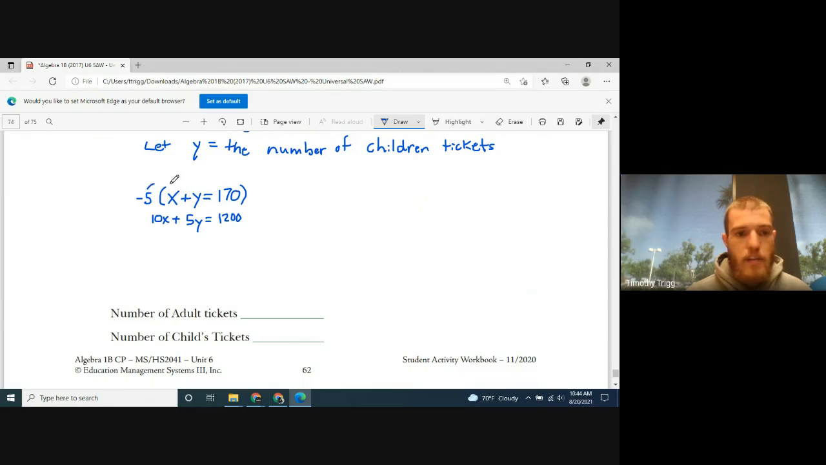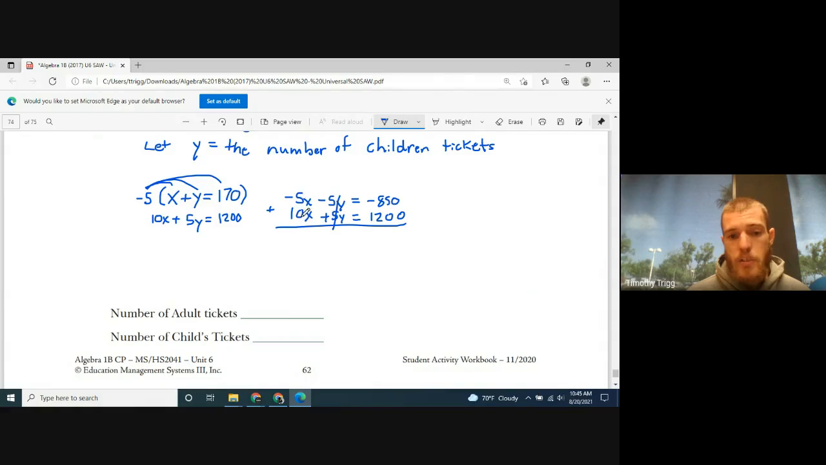So the -5 gets multiplied by this first equation. So that's going to change it a little bit. So that's going to be -5x minus 5y equals -850. And then I'm going to write the second equation just right below it. And what we're going to do is add these equations together. And again, the y values are going to eliminate in this case when I add them together.